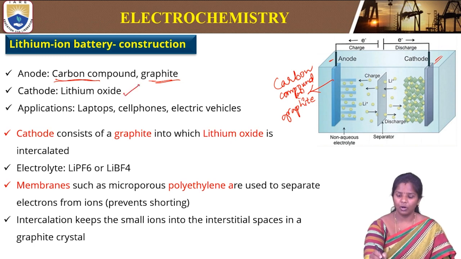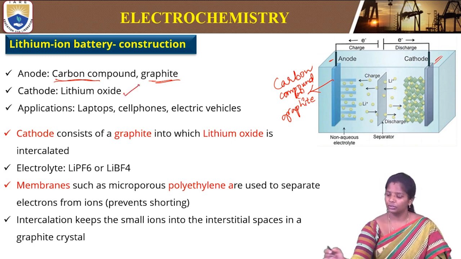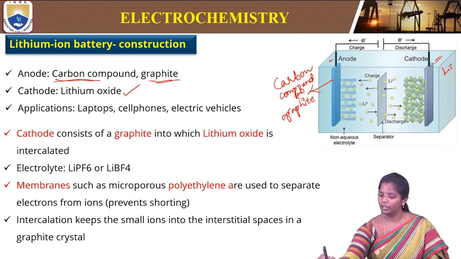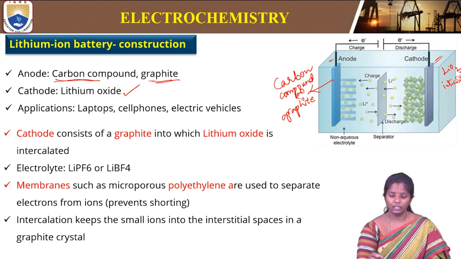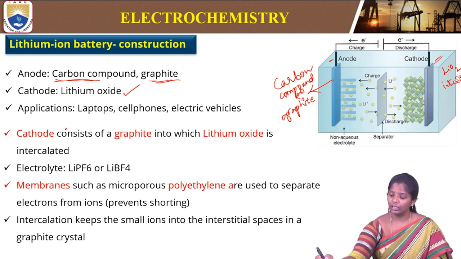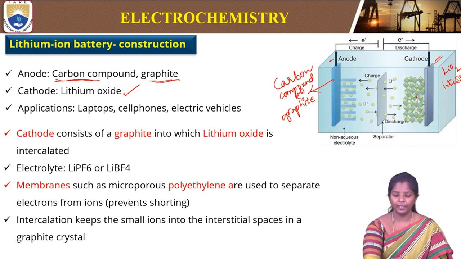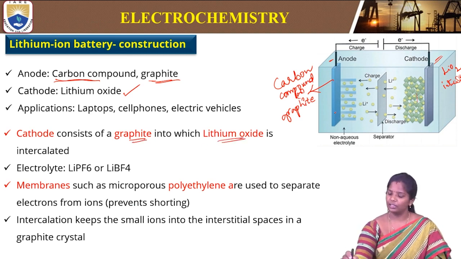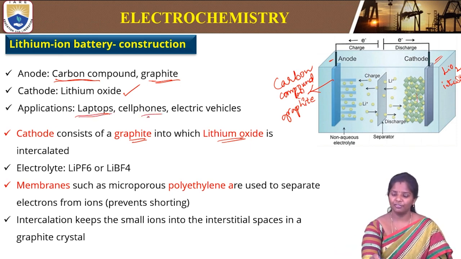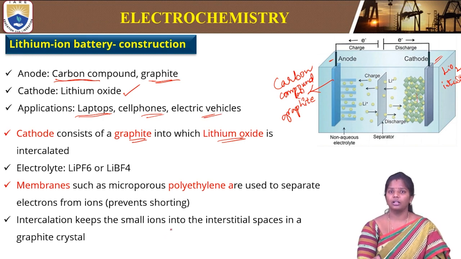Then the cathode is lithium oxide or any lithium compound. The lithium oxide is generally intercalated. It means, we will see in detail, intercalated in the graphite. So we will see how it works. The cathode consists of graphite into which lithium oxide is intercalated. So like this, it forms a battery. Then the wide applications are laptops, cell phones, electrical vehicles. All these advanced vehicles are developed with lithium ion batteries.